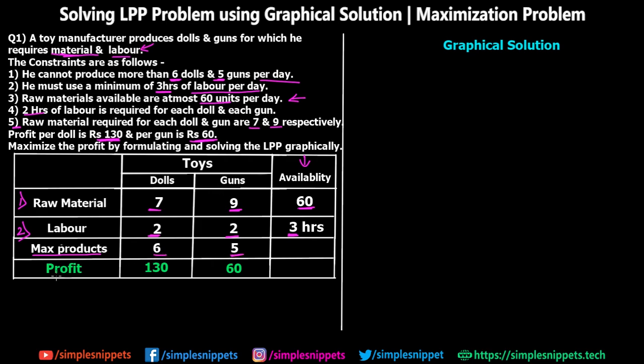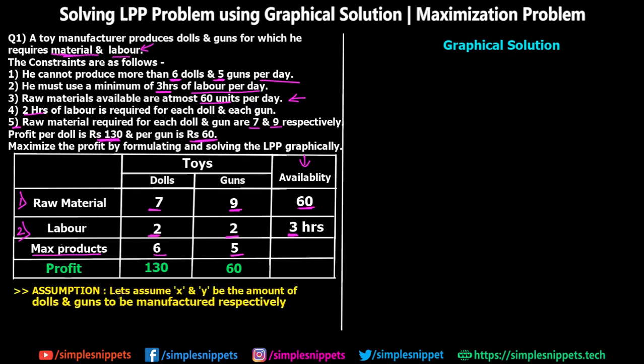And lastly, the profit statement is: per doll the profit is 130 rupees and per gun the profit is 60 rupees. So this is that entire table formulation. I hope you've understood it. Now moving on to the next thing, we have to make certain assumptions, and the assumption is the quantity of dolls and guns. So let me just show you the assumption.